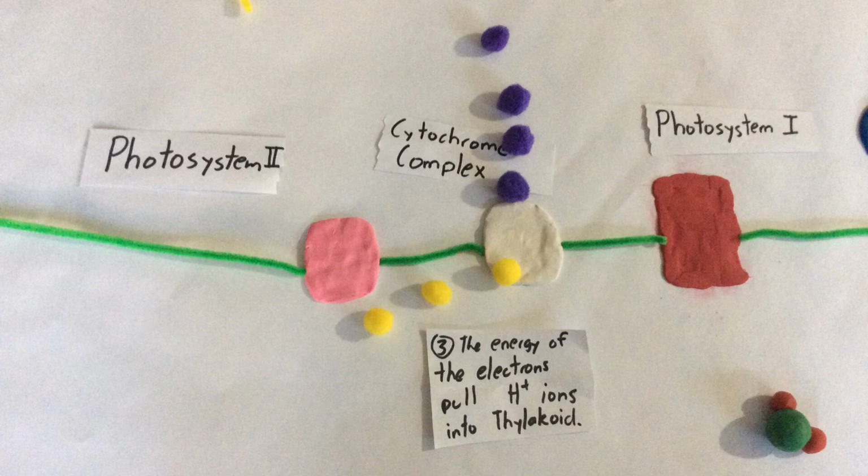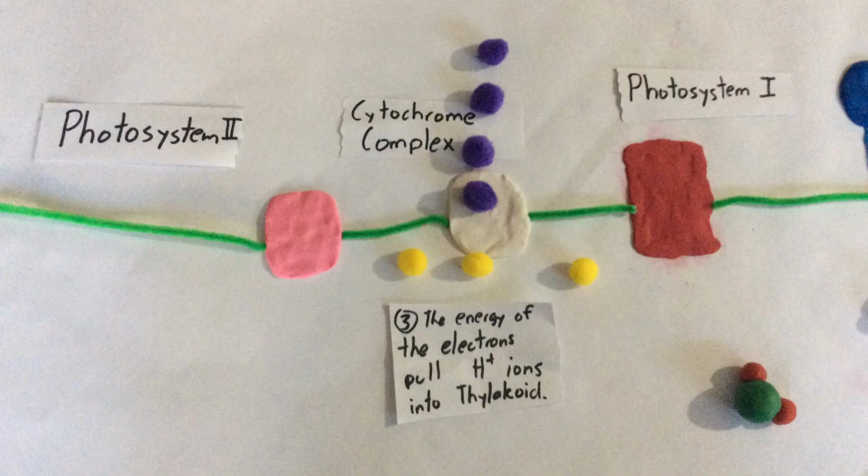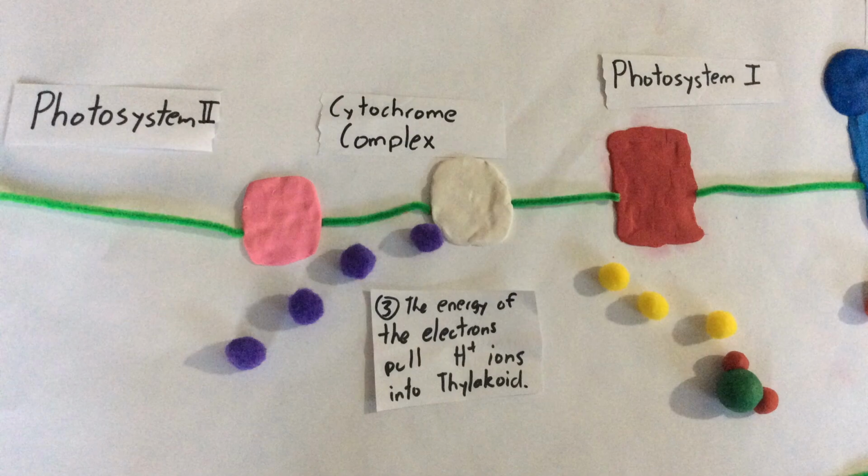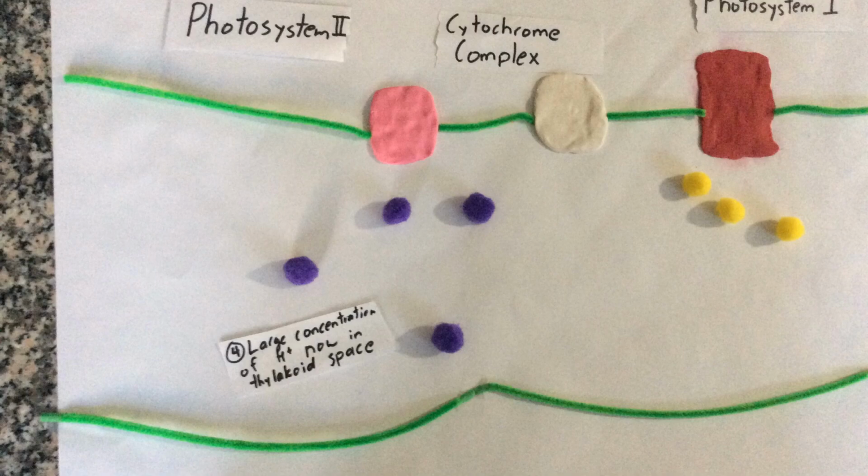As they do so, the hydrogen ions move their way through the complex. The energy of the electrons passing through pulls them through the complex. This results in a high concentration of hydrogen ions in the thylakoid space.